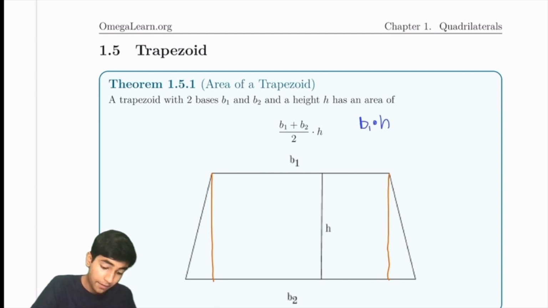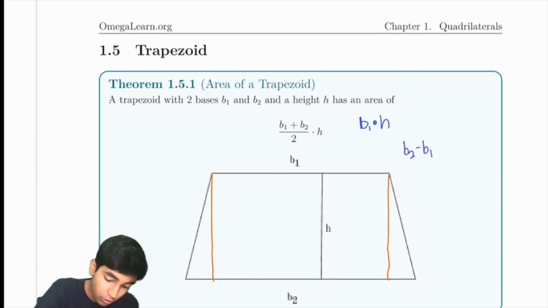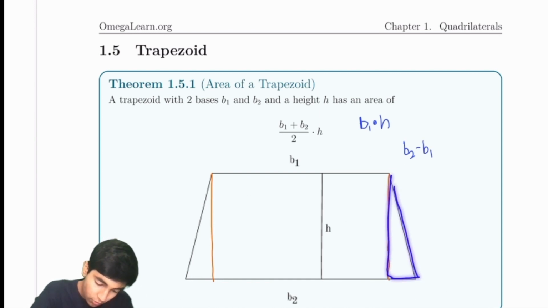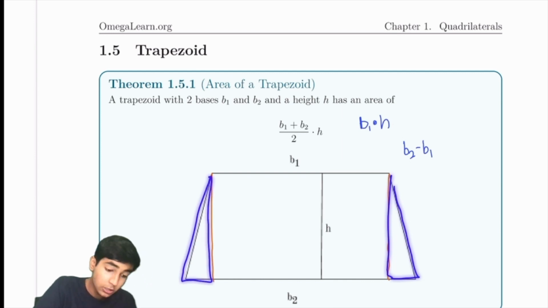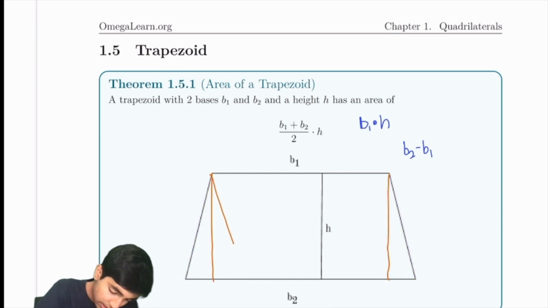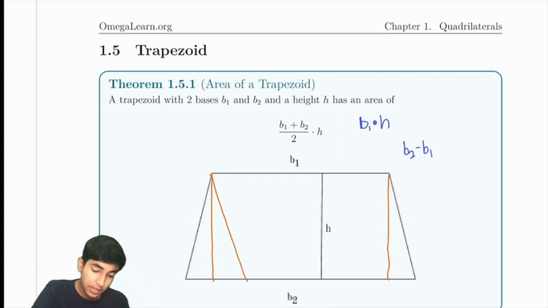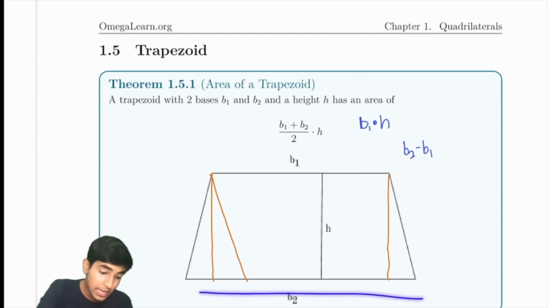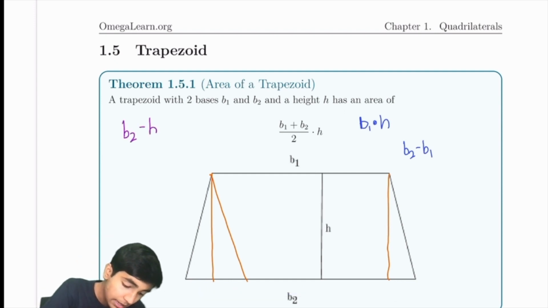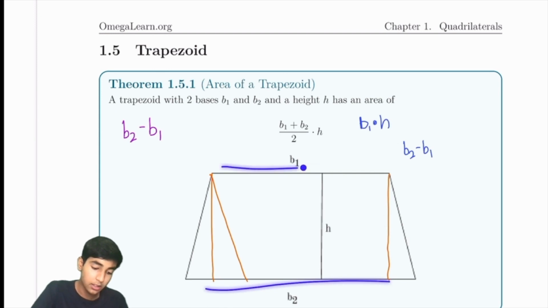And the area of these two triangles, well, their bases sum to B2 minus B1. Right? And we can imagine putting these two triangles together. Take this triangle, merge them together. So that's like that. And notice, because the B2 minus B1 is the difference between these two sides, this over here is B2 minus B1.